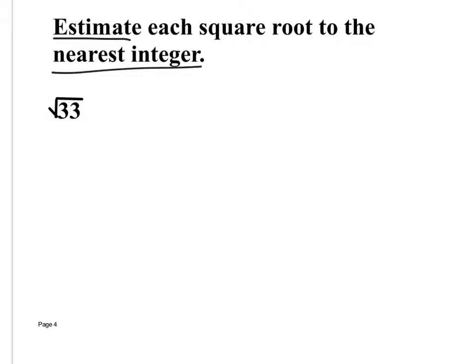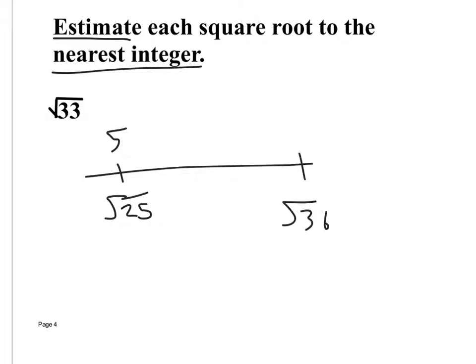Here's how you estimate. What you do is you think on the number line, okay, what squares would be around the square root of 33? So what squares would be around 33? Well, the first one I can think of is 25. The square root of 25 is 5. The other one, on the opposite side of 33, would be 36, because what's the square root of 36? 6. So I've thought about my two squares that are close to 33, and it's 25 and 36.